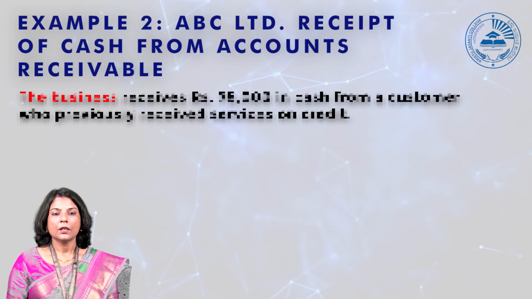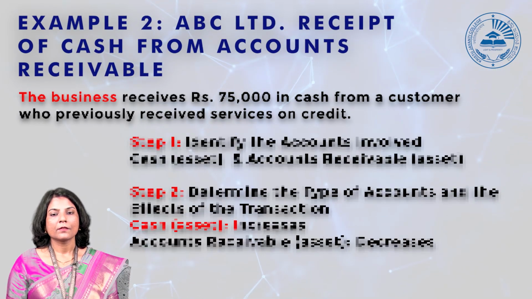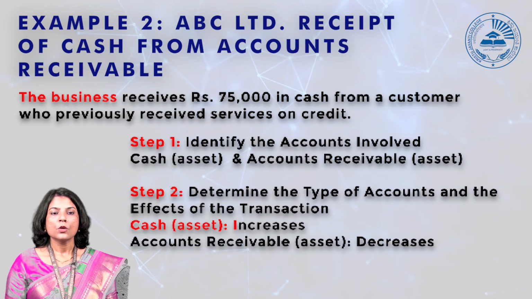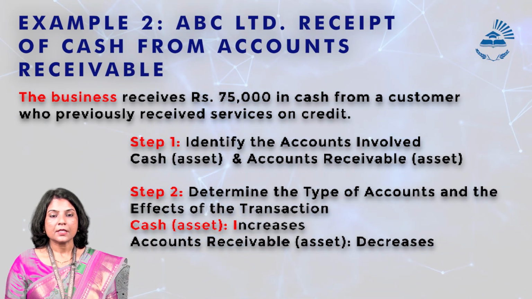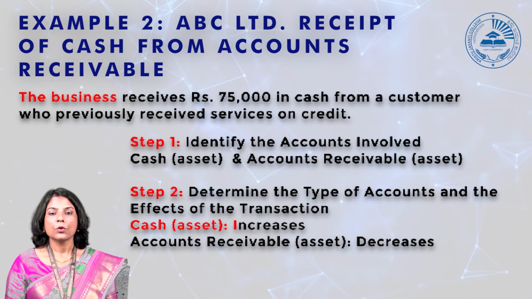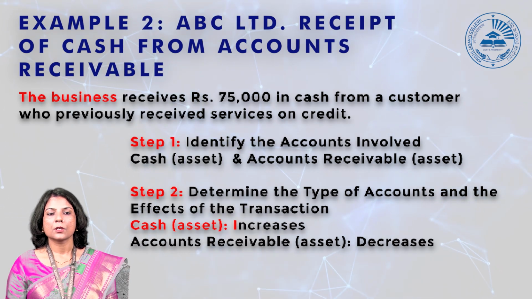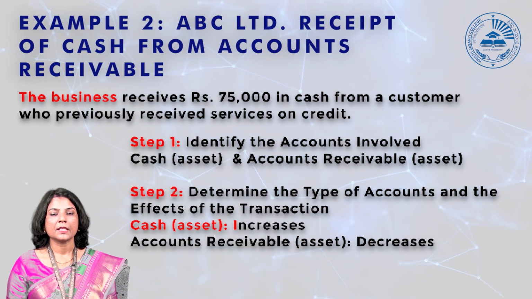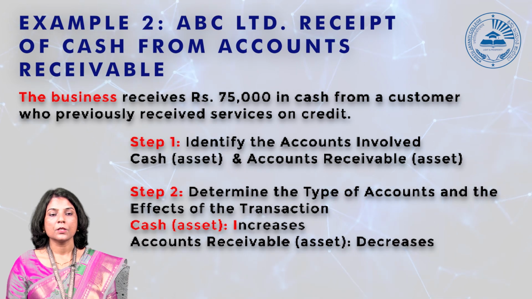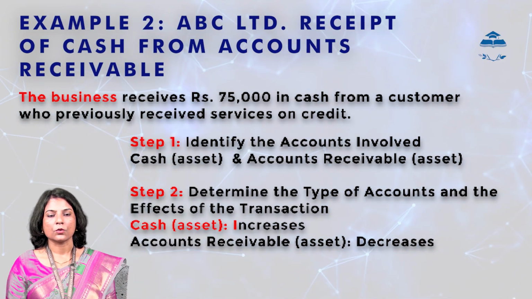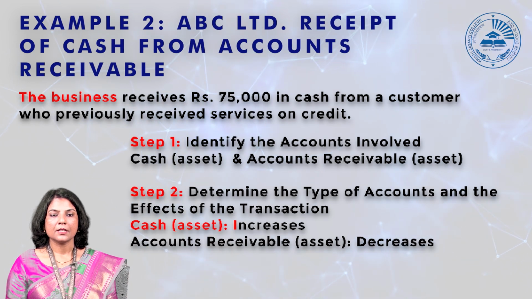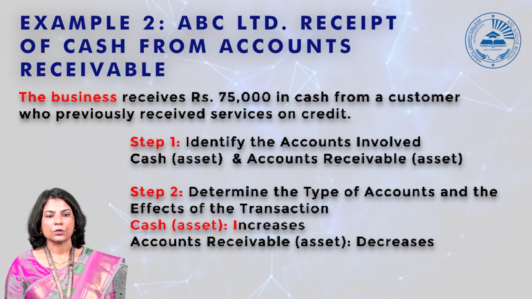Another example. ABC Limited receipt of cash from accounts receivable. For example, the business receives rupees 75,000 in cash from a customer who previously received services on credit. So the company had provided services to their customers on credit. Now they have received that amount, that is the 75,000. So again you have to first identify the two accounts. Here the cash account or asset account will be there and accounts receivable account will be there.